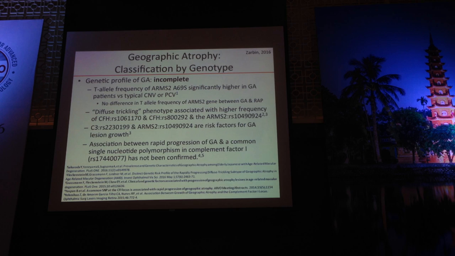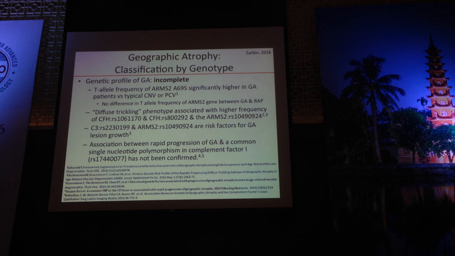What may be important is the issue about complement factor I. As you know, Genentech is in the middle of a phase 3 trial looking at lampalizumab as a treatment to reduce the rate of spread of geographic atrophy. And in the phase 2 study that was conducted, the patients who had the complement factor I mutation seemed to be the ones who experienced the greatest benefit.